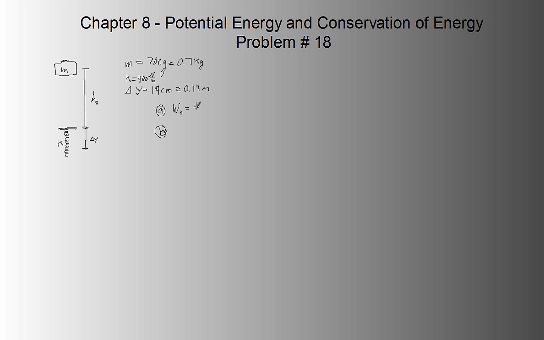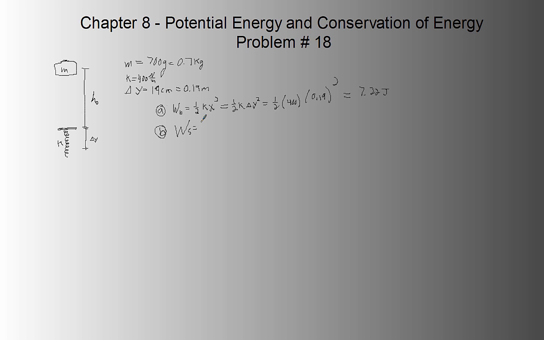So we'll just use the expression for work due to a spring, 1/2 kx squared, and in this case our x is going to be delta y, so just to be consistent, 1/2 k delta y squared, which is 1/2 times 400 times 0.19 squared, and that equals 7.22 joules. Again, positive because positive work is being done. Both the force and the displacement are in the same direction.